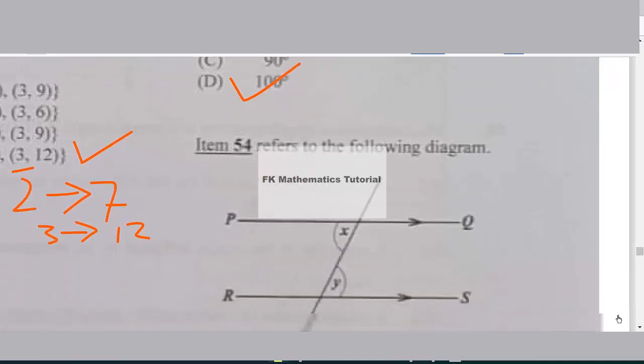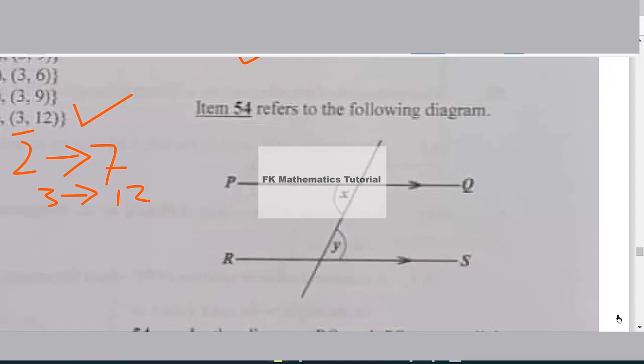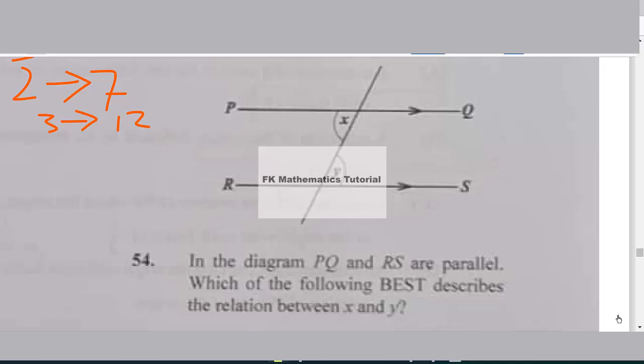Now let's look at item 54. Item 54 refers to the following diagram. So these two lines are parallel. In the diagram, PQ is parallel to RS. Which of the following best describes the relation between X and Y?